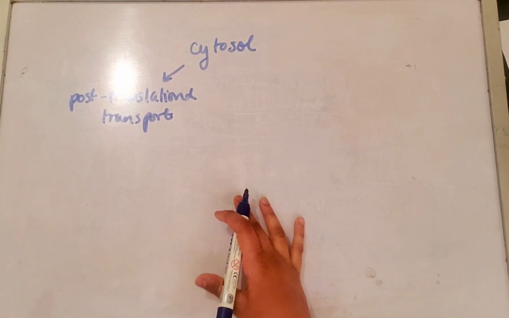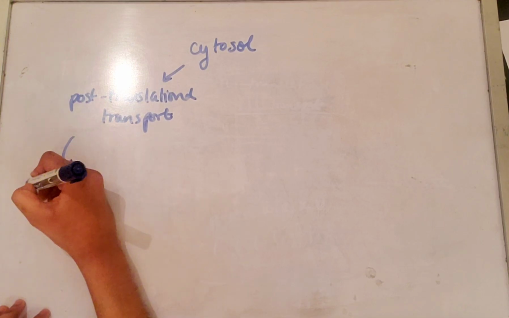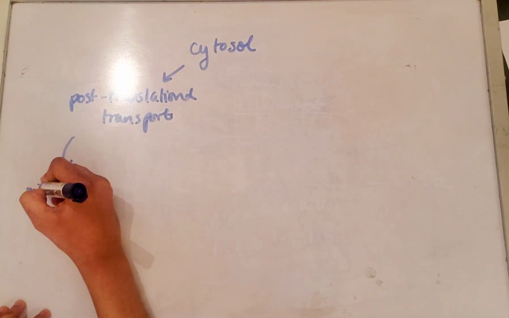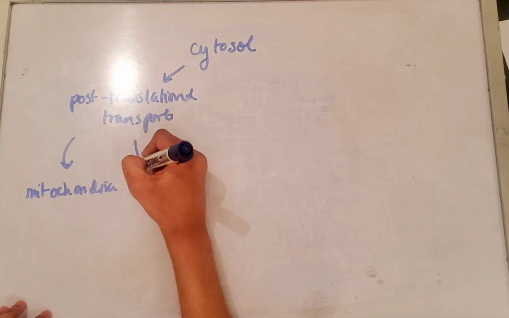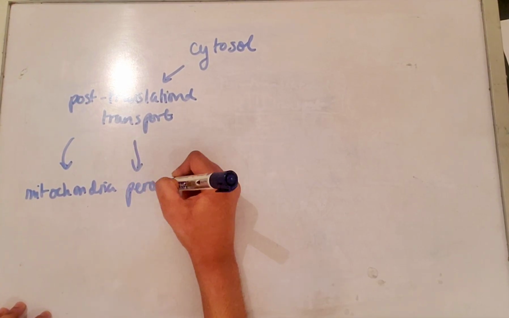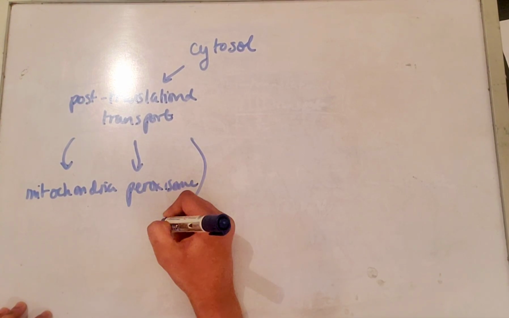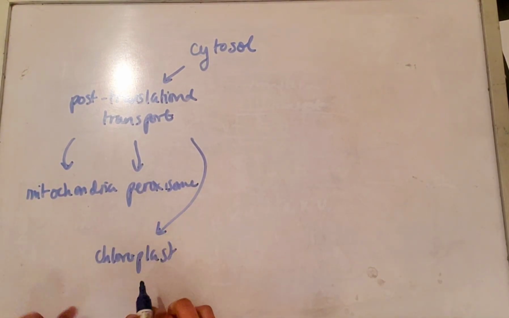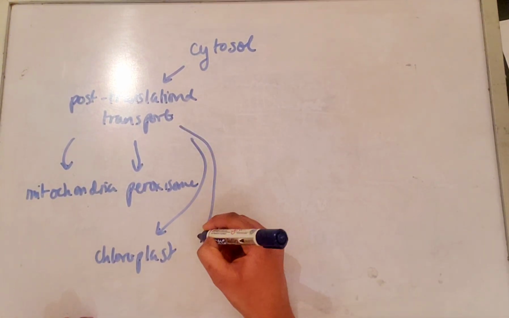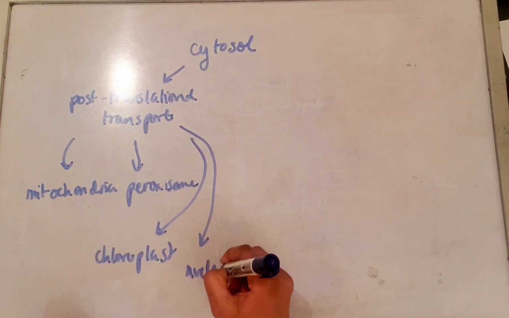which is basically transport that happens after the protein has been translated in the ribosome. And there are 4 places it can go from the cytosol. The protein can either go to the mitochondria, can go to the peroxisome, it can go to the chloroplast, if it's a plant cell, by the way, or it can go to the nucleus.